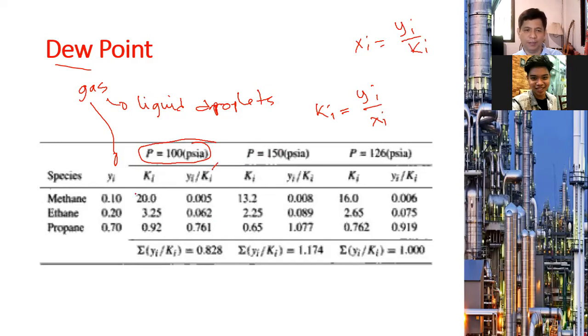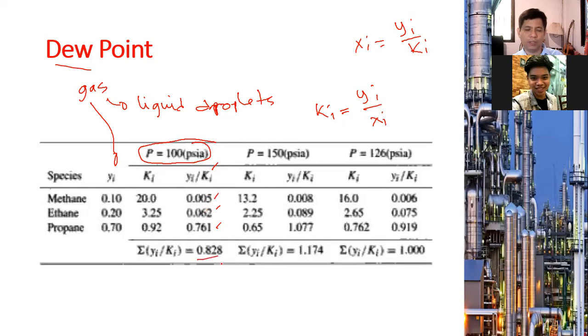So divide nyo lang. 0.10 divided by 20, you're supposed to get 0.005. 0.20 divided by 3.25, you're supposed to get 0.062. 0.7 divided by 0.92, you're supposed to get 0.761. Tapos i-add nyo to. So pag tama yung trial nyo, supposed to be yung sum nito, no? Kasi di ba this is summation of x sub I. So yung sum nito is supposed to be equal sa 1.